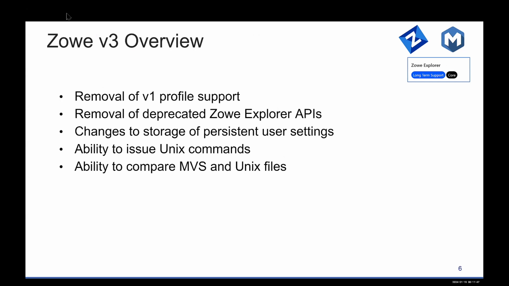Brief overview. What's changing in v3 for Zowe Explorer for VS Code? So in terms of breaking changes, we have removal of v1 profile support, which we'll talk about more in a later slide. We have removal of deprecated Zowe Explorer APIs, changes to storage of persistent user settings, and in terms of new features that'll be available in v3, we have the ability to issue Unix commands from within Zowe Explorer and the ability to compare MVS datasets and Unix files. And we'll go into those in more detail in the next few slides.